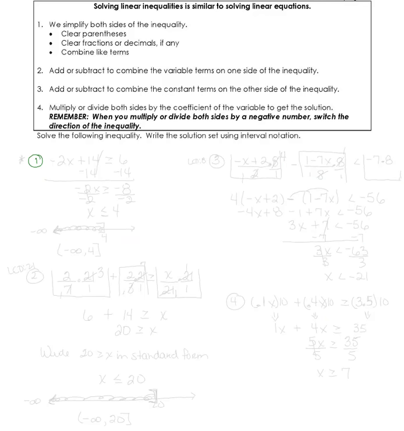We're going to solve linear inequalities just like we solve linear equations. Here we have negative 2x plus 14 greater than or equal to 6. It says, solve the following inequality, write the solution set using interval notation.